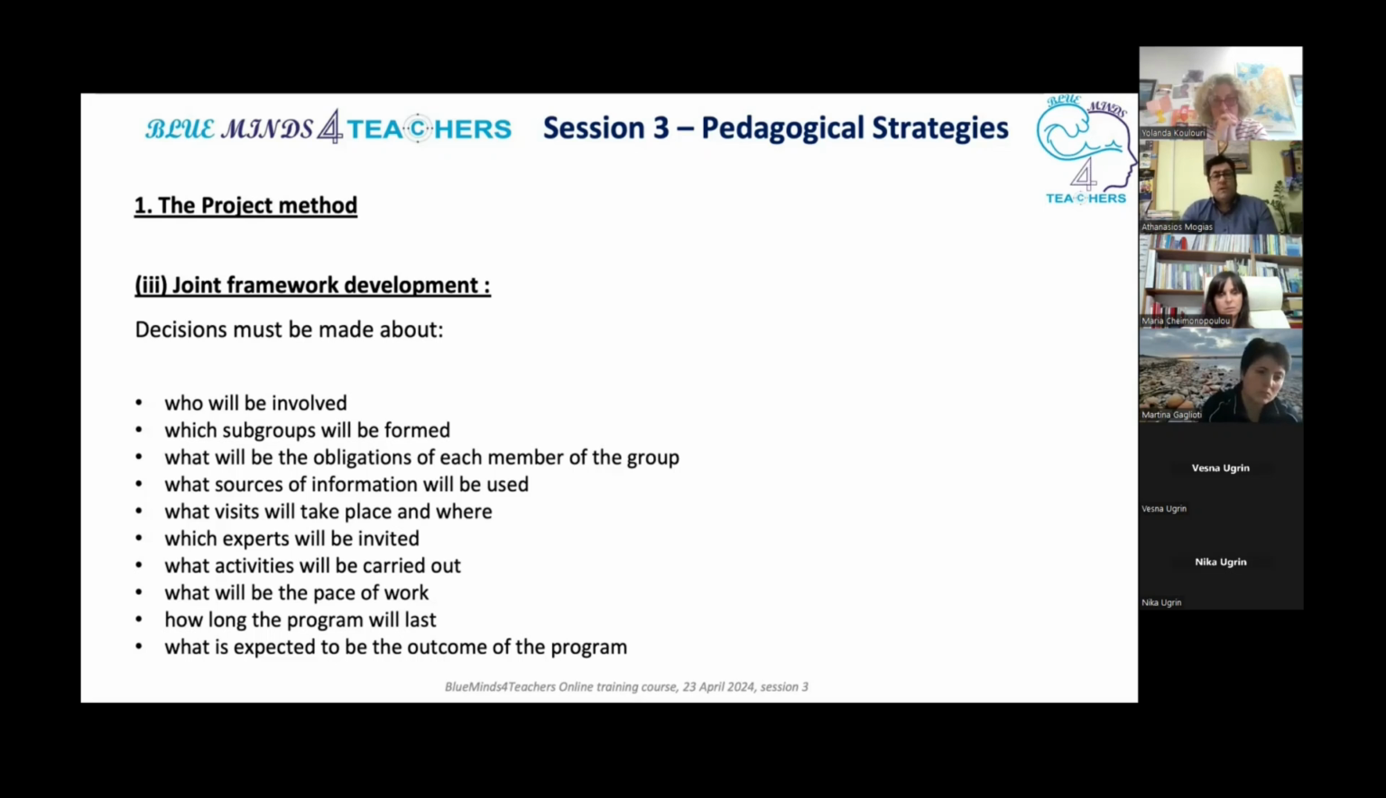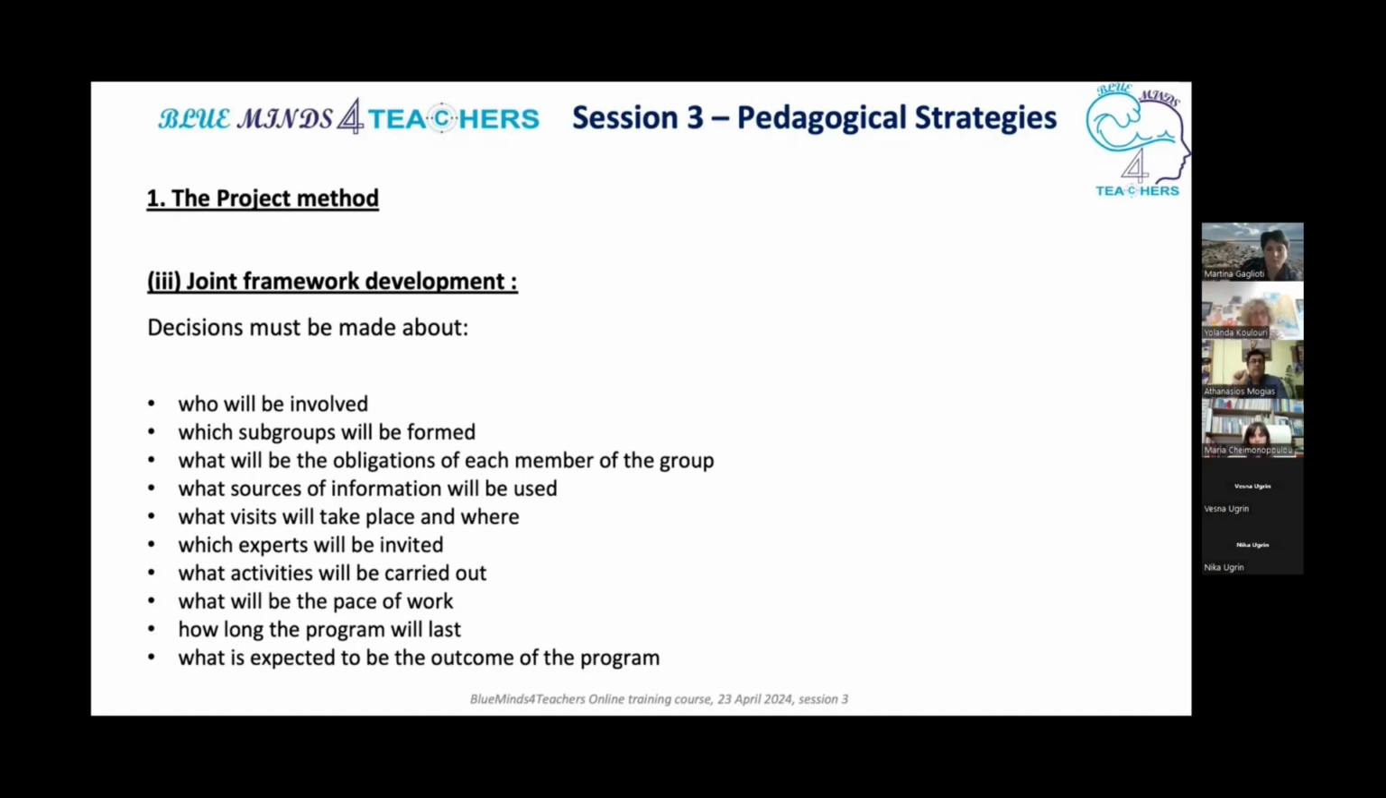Decisions must be made about several things. Who will be involved? Which subgroups will be formed? Because we do have a group of people, a group of students working on a certain project, but this group doesn't do anything altogether. They have to divide themselves into subgroups. What will be the obligations, not only of each group, but of each member of the group?